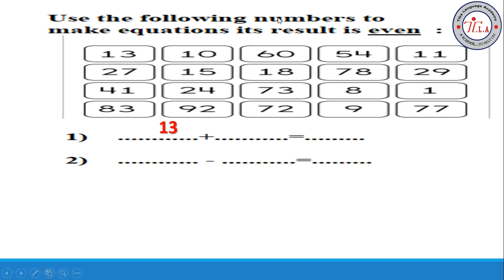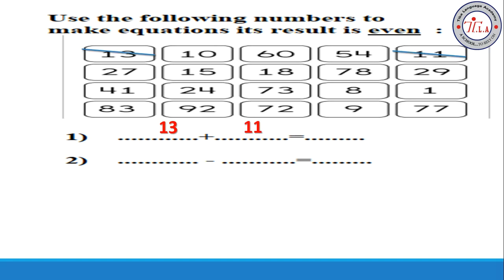Okay, number 60. Number 60 is also even number because here number in one's place is 0. And 0 is even number. Okay? Here we have 54. 54 is even number. Here number 4 is an even number. Okay, here number 11. Number 11, even or odd number? Number 11, odd number, because number in one's place is number 1, and we know that number 1 is an odd number. So I will choose number 11.